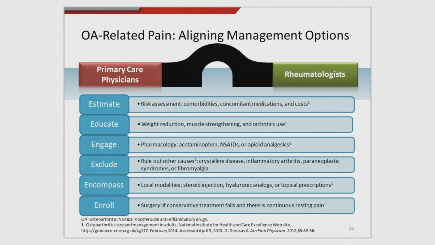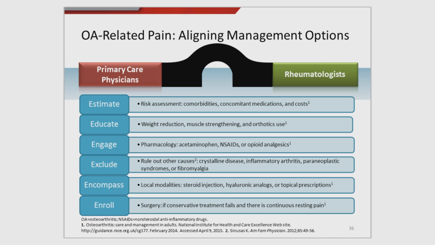Now, in talking about osteoarthritis-related pain, it's important to have a bridge of communication with the primary care physician in order to align management options. As a rheumatologist, there are several ways to look at evaluating the patient and implementing therapy. The first is to estimate the patient's risk factors. We do a functional risk assessment for comorbidities and common medications, sleep disturbance, and some of the costs associated. This is a kind of complex evaluation that is usually done when the patient is first seen and can help determine treatment options.